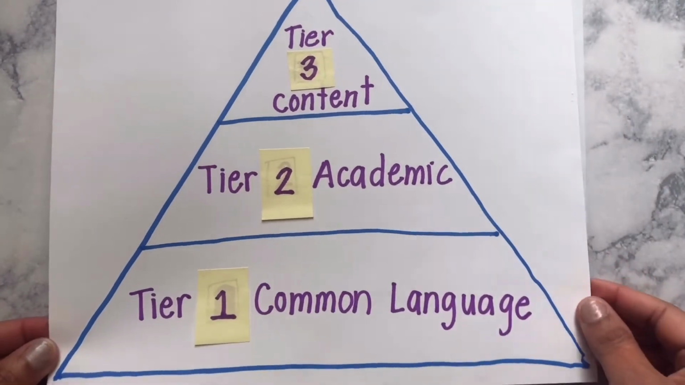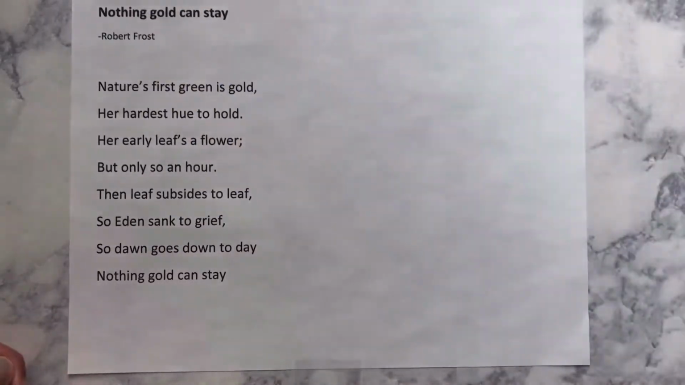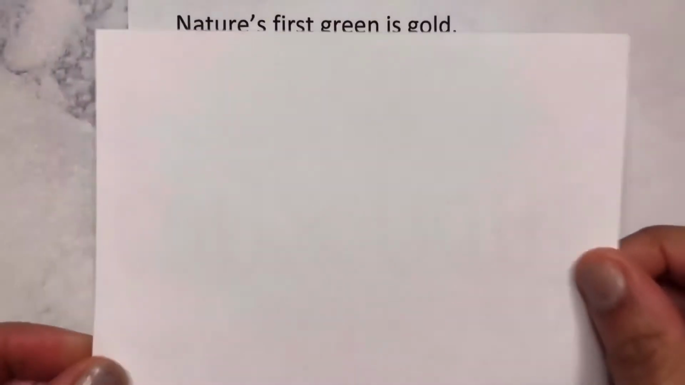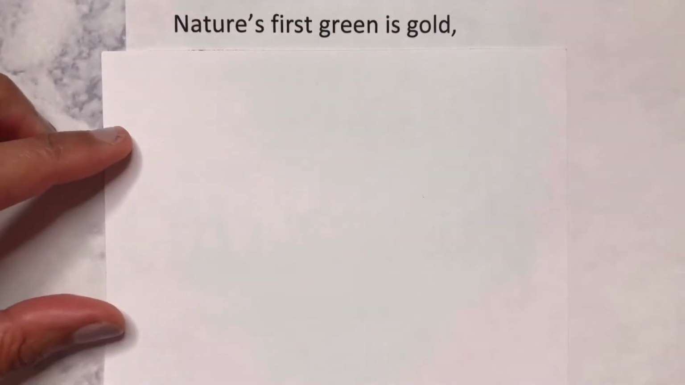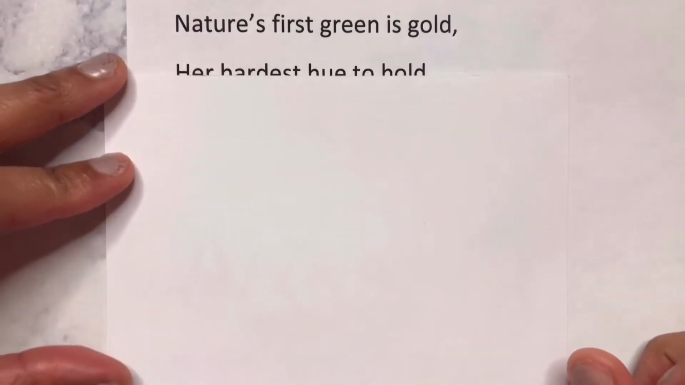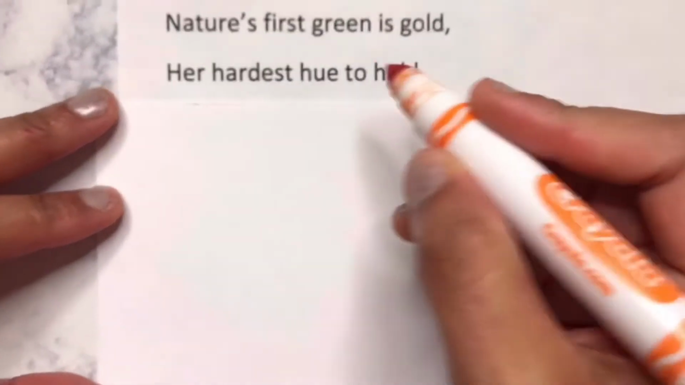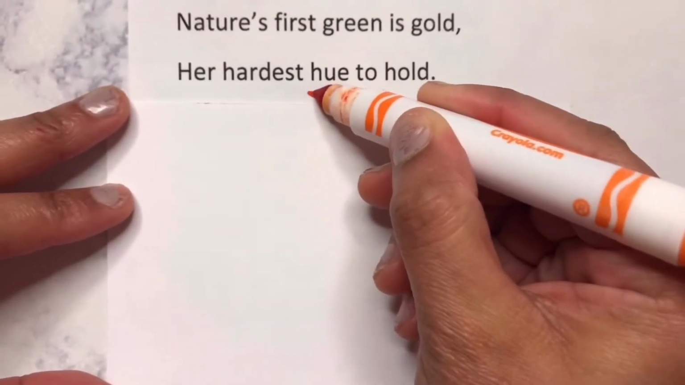So let's take a look at a poem. Let's take a look at one of my favorite poems. It's written by Robert Frost and it's called Nothing Gold Can Stay. We're going to read through these lines. Nature's first green is gold. Her hardest hue to hold. This word I'm going to underline.